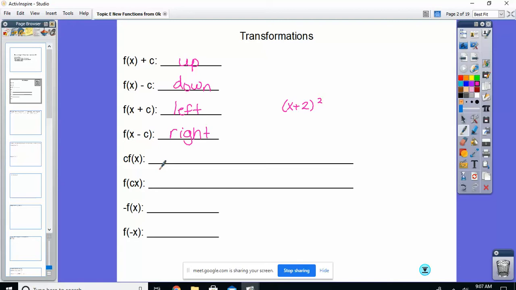Okay. If you have a number out in front and you multiply by that number, that is actually a vertical stretch or shrink. It's like taking all of your y's times the number. So if the number is bigger than 1, it stretches it, it makes it get taller. If your number is smaller than 1, then it shrinks it, makes it get smaller.